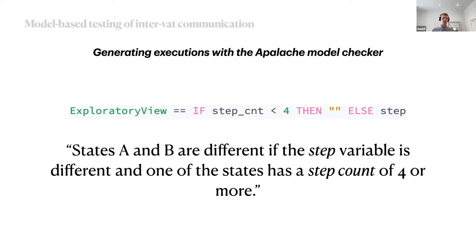Apalache also provides a view. So it's a function of the state, which Apalache uses to determine if it should consider 2 states to be different when it generates counterexamples. So here, one we used was exploratory view. And it's a function of the step count and step variables, which are the kind of actions chosen. And so what this is saying is, Apalache will say states A and B are different if the step variable is different, and one of the steps has a step count of 4 or more. So what this allows is, because Apalache will only generate counterexamples which are different according to this, we ensure that each counterexample uses a different sequence of steps in the suffix of this step sequence. Whereas the prefix might be the same because you won't be able to differentiate in that case.